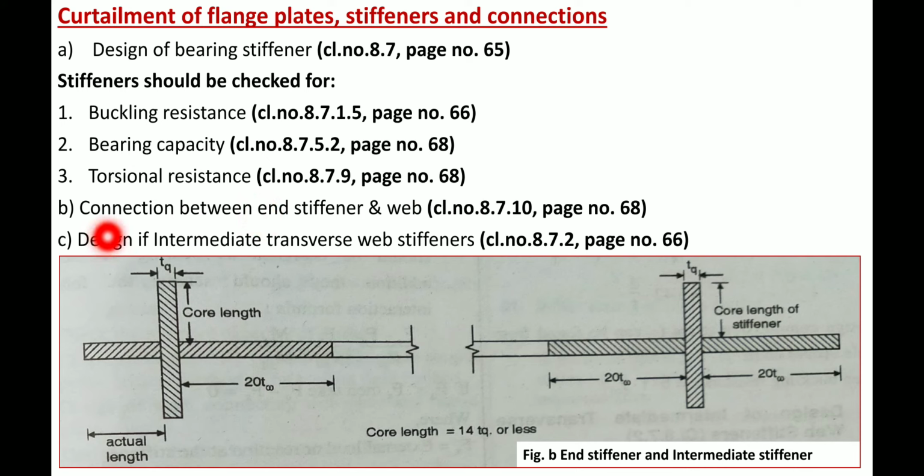Then the second point relates to curtailment of flange plate, connection between the end stiffener and web as per clause 8.7.10, page number 68. And the last step is the design of intermediate stiffeners or transverse web stiffeners, which are going to be provided as per clause 8.7.2, page number 66. So these are the end stiffeners.